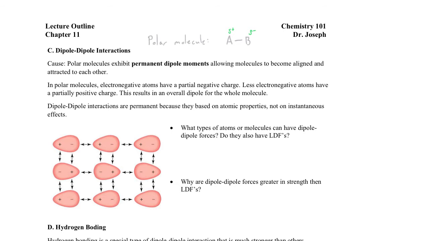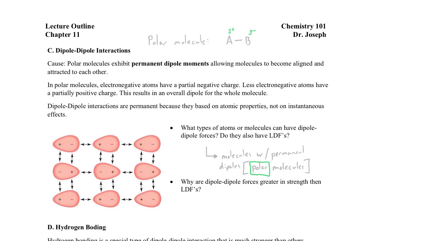So, what types of atoms or molecules can have dipole-dipole forces, and do they also have London dispersion forces? So to answer these questions, let's go back to what causes the dipole-dipole force. What causes the dipole-dipole force is the existence of a permanent dipole on a molecule. This would include all molecules that are inherently polar. So if you determine that a molecule is polar, it will have dipole-dipole interactions. Okay, if a molecule is nonpolar, it will not have dipole-dipole forces.